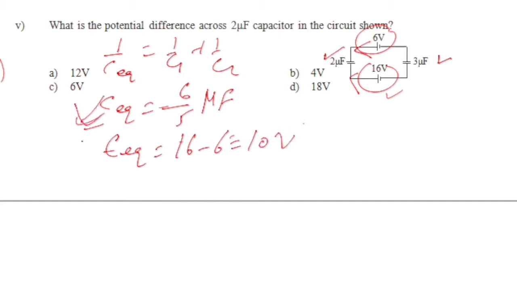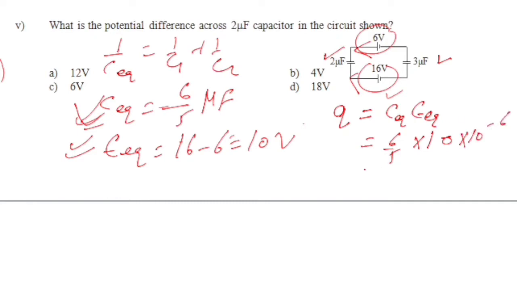Now you get C equivalent, E equivalent. You can easily calculate charge in case of series combination. And you know charge is same in case of series combination on both the capacitor. So Q is equal to CV. C equivalent is 6 by 5 microfarad and E equivalent is 10 volt. And microfarad means 10 to the power minus 6 farad. So after calculating this one, you get 12 microcoulomb.